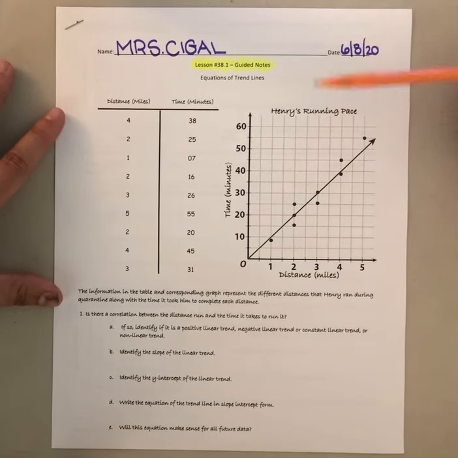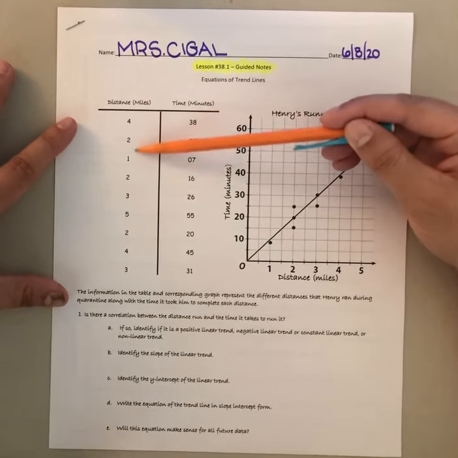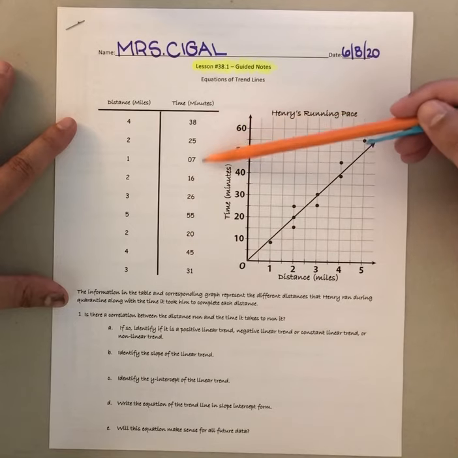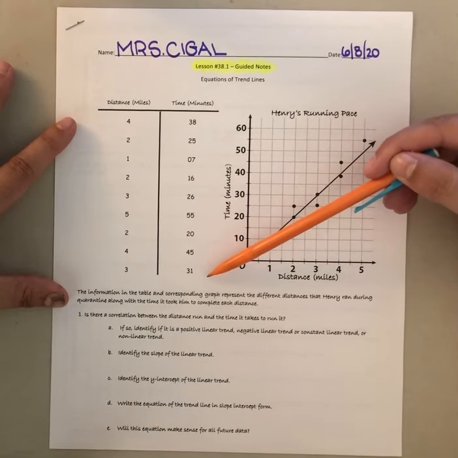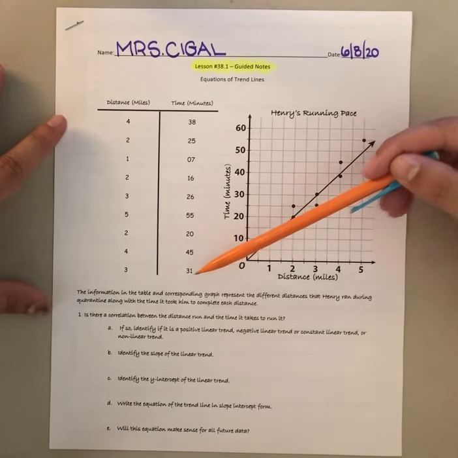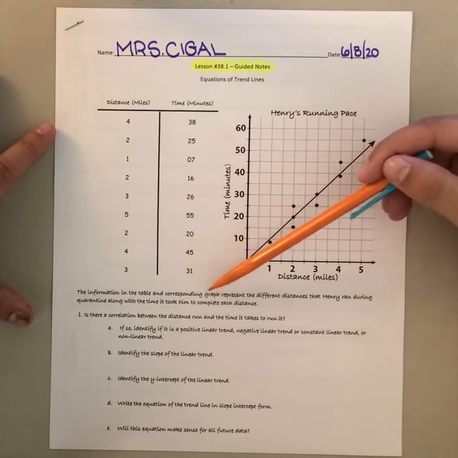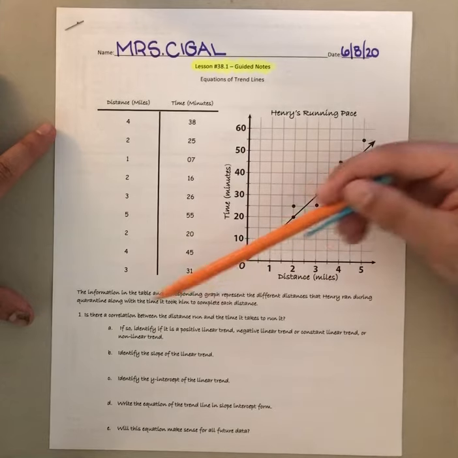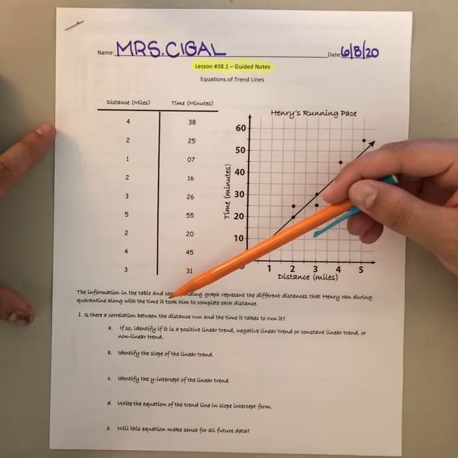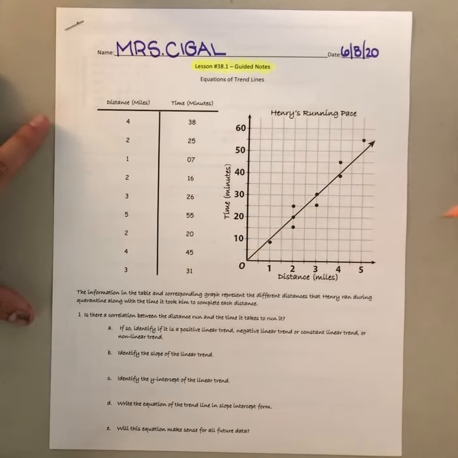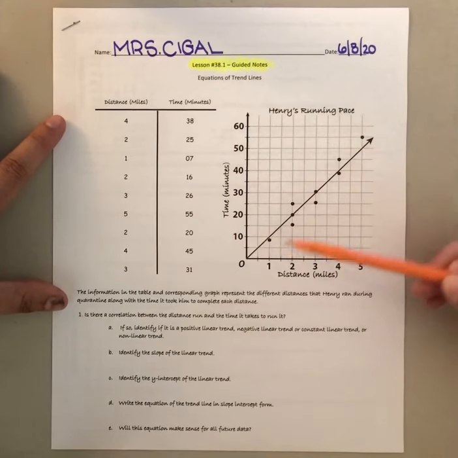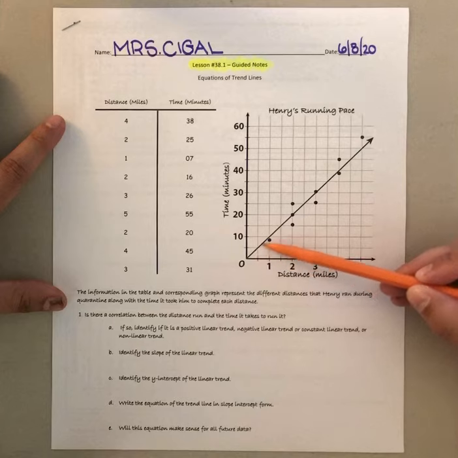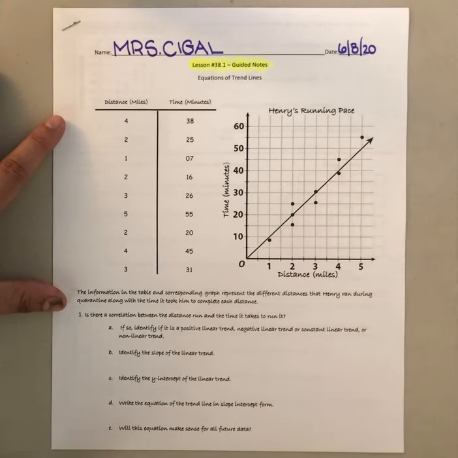So this data we have here is Henry's running pace. We have distance run, and we have the time it took to make those different runs. The information in the table and corresponding graph represent the different distances that Henry ran during quarantine, along with the time it took him to complete each distance. Each of these points is plotted already, so we don't have to do that part. And there's also a trend line already drawn for us.